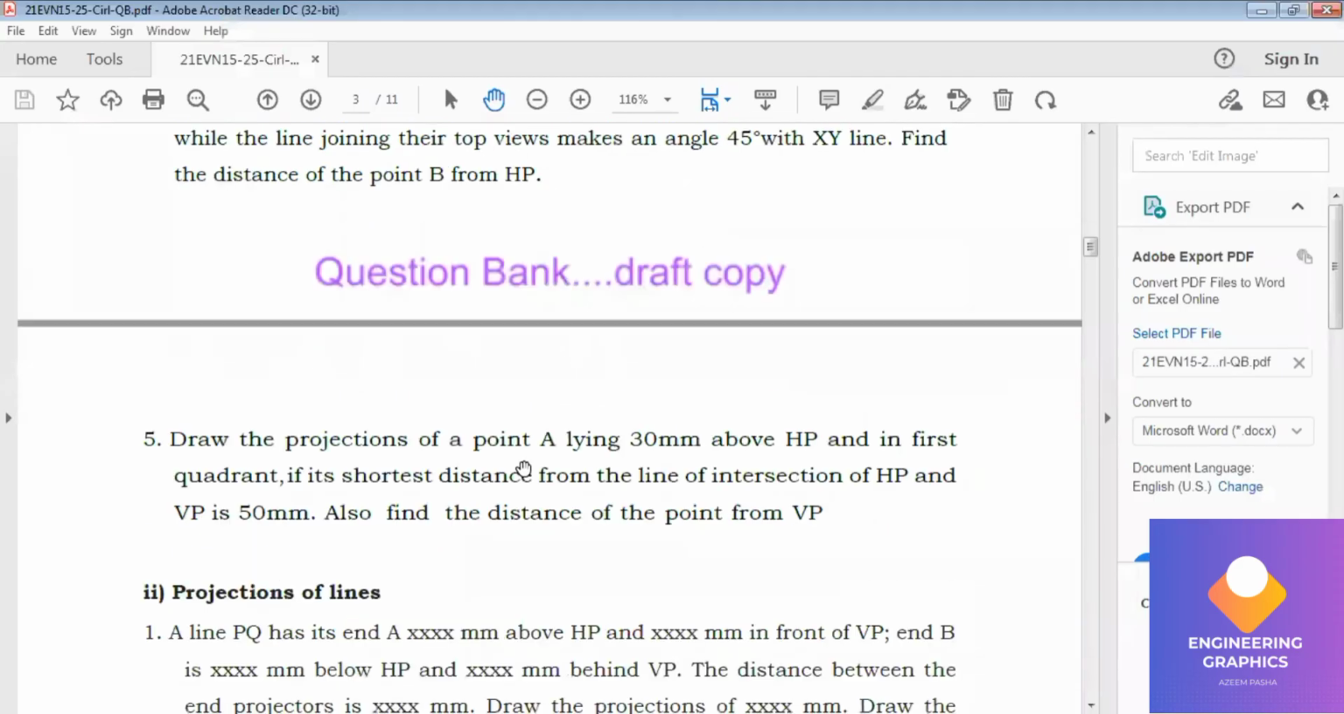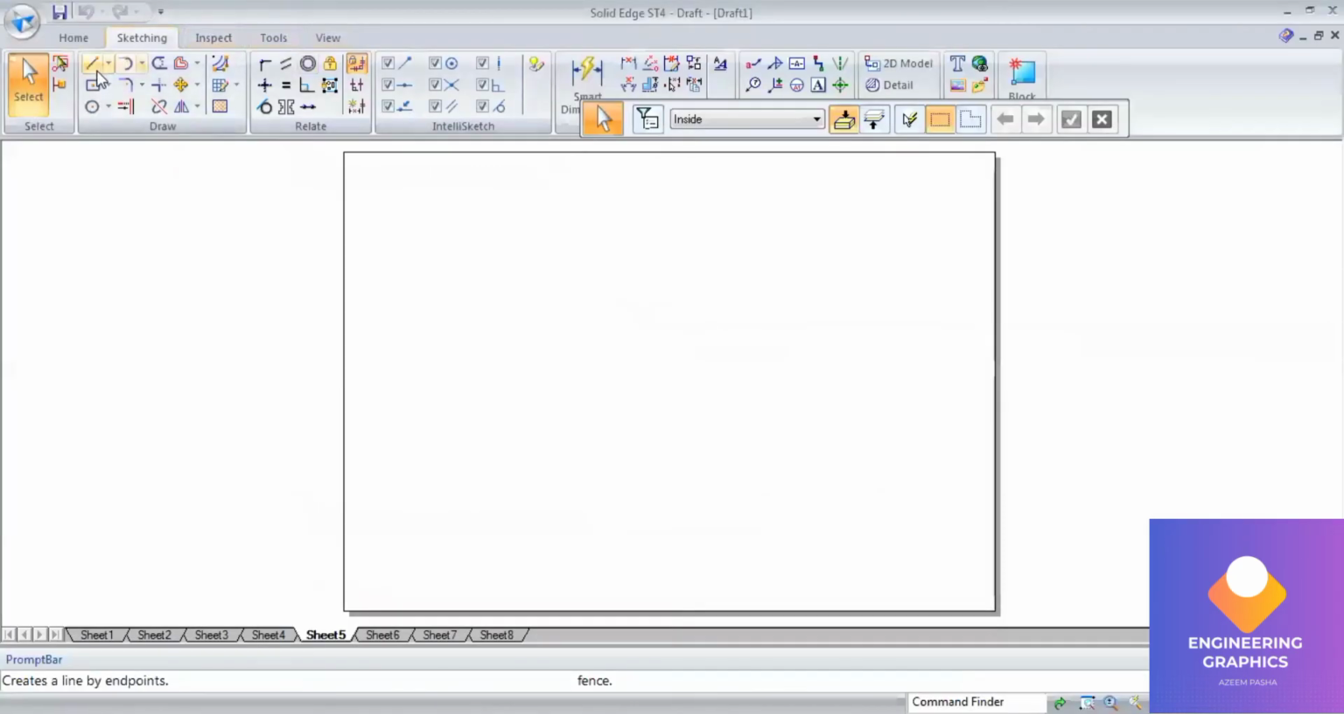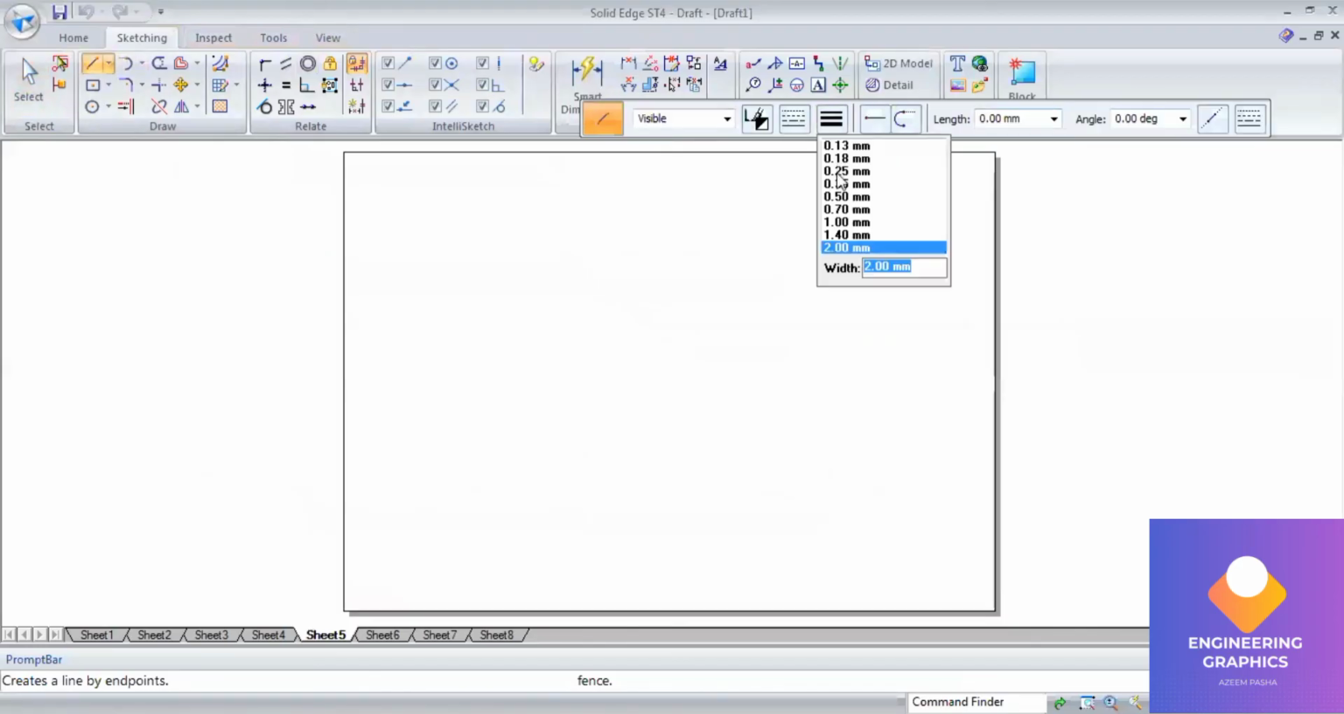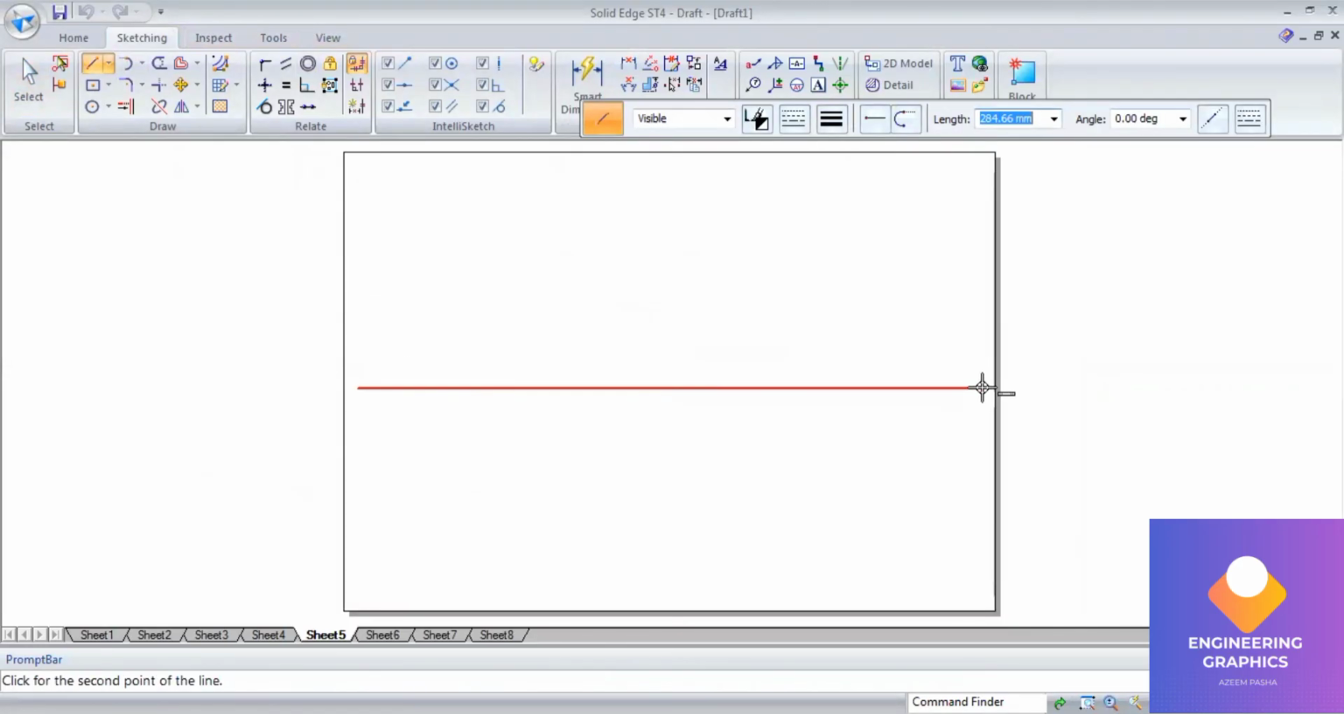Okay, so draw the projection of a point A lying 30 mm above the HP and is in first quadrant. So it is mentioning that it is lying in the first quadrant, if its shortest distance from the line of intersection of HP and VP is 50. So it is nothing but your shortest distance problem. So first we construct the XY line. Okay, so font size we have, that is 5.